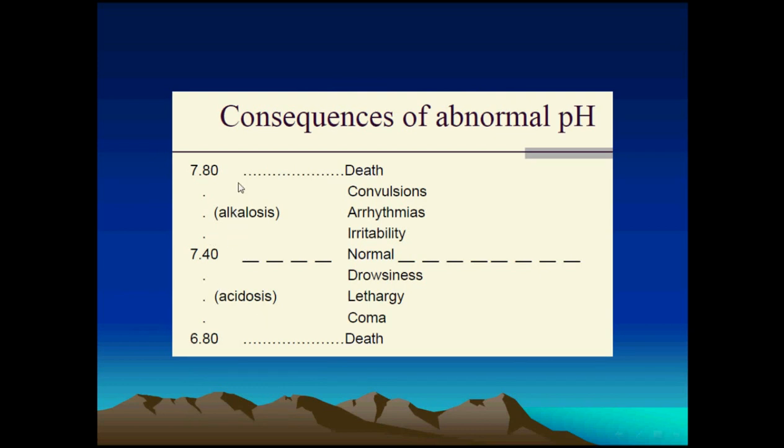Increasing the pH means alkalosis or alkalemia. So you should take care of this. It will be associated with variable clinical manifestations, and finally death. This is a hard number. You should never ever come to this number. You should treat the patient before you reach this number, 7.8. Same thing for a decrease in the pH, which is acidemia. This number is also a fatal number, 6.8.